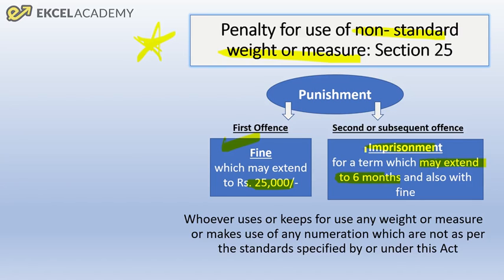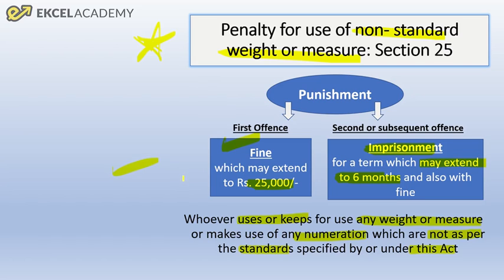maximum 6 months imprisonment. When anyone uses or keeps any weight or measure or makes use of any numeration which is not as per the standards under the Legal Metrology Act. So if you have in your possession any weight or measure which is not as per the Act, it is quite a serious offense. Look at it. The 25,000 rupees fine and imprisonment.